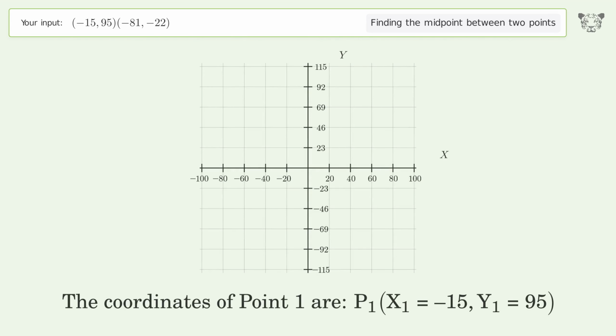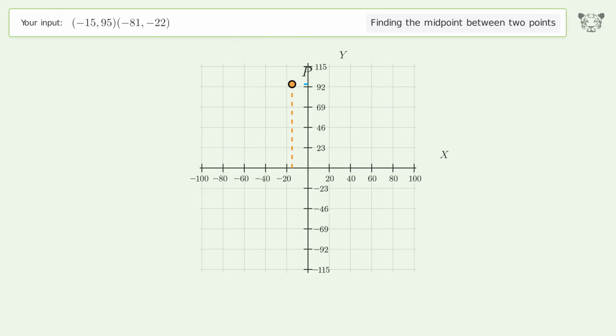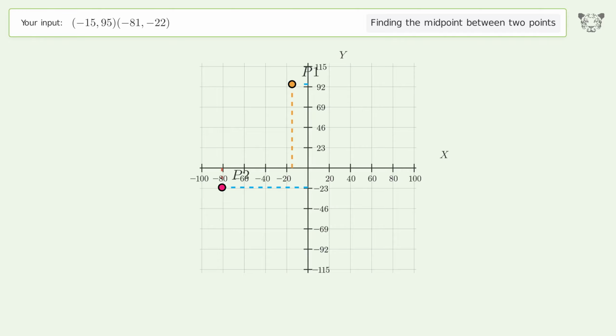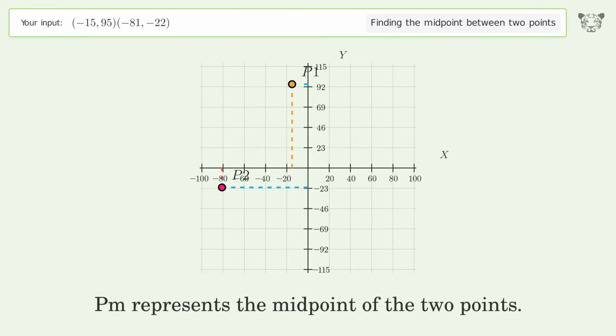The coordinates of point 1 are, x1 equals -15, y1 equals 95. The coordinates of point 2 are, x2 equals -81, y2 equals -22. PM represents the midpoint of the 2 points.